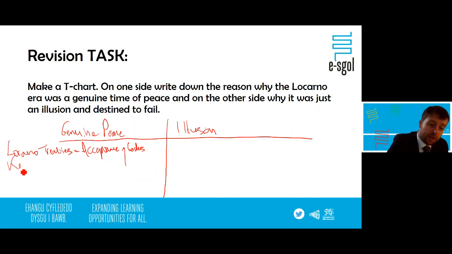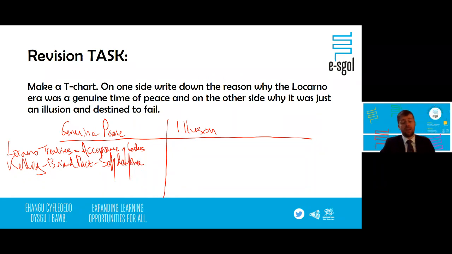The Kellogg-Briand Pact as well is probably a key one here. That war was going to be for self-defense only. And that is, again, a big step forward, an effective international agreement.